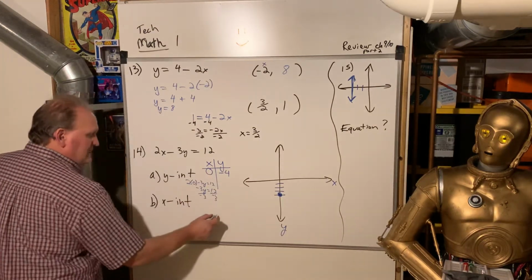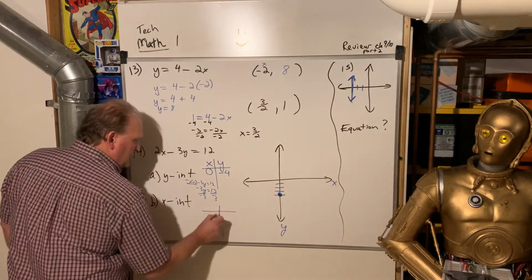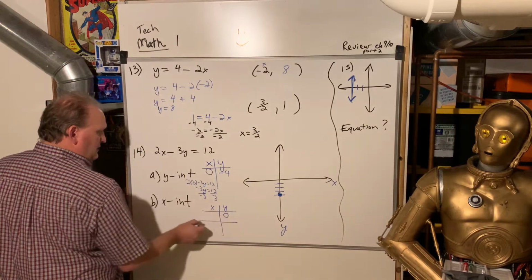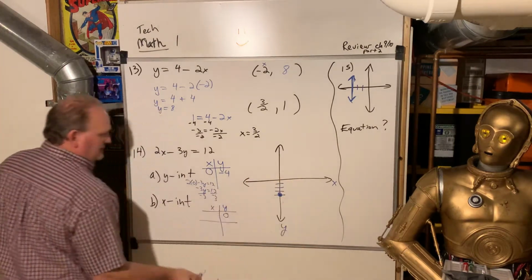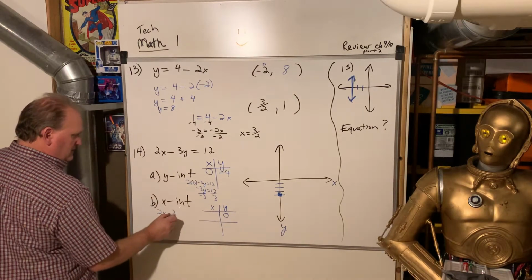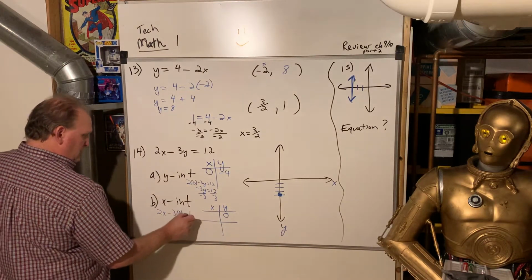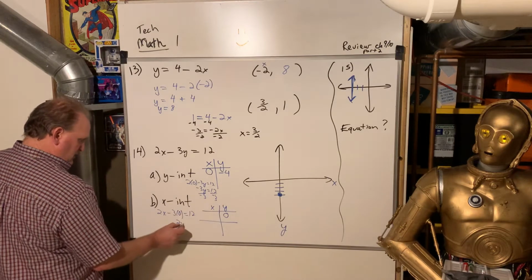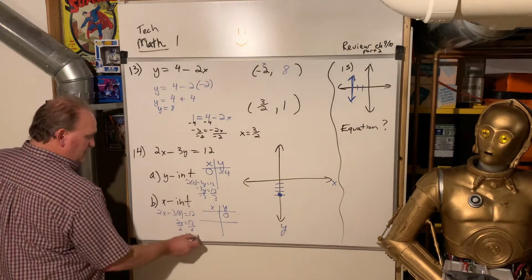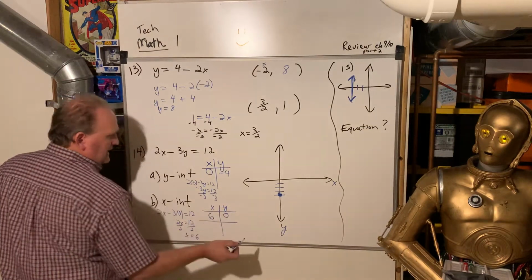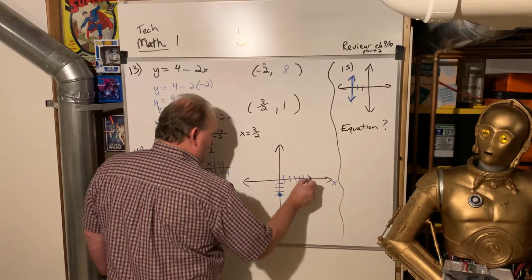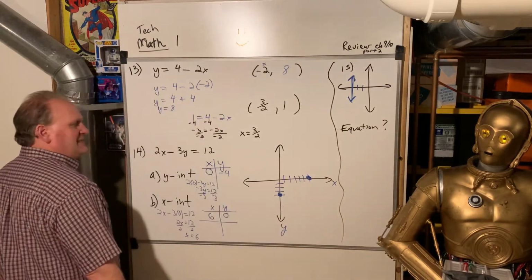To find the x-intercept, we do almost the same thing. We just put in 0 for y, and that'll give me the x-intercept where it crosses the x-axis. And so if I put 0 in for y, I get 2x minus 3 times 0 equals 12. So 0 times anything is 0, so it goes away. And x is equal to 6. So 6 comma 0, 1, 2, 3, 4, 5, 6 comma 0 is the x-intercept where it crosses the x-axis.